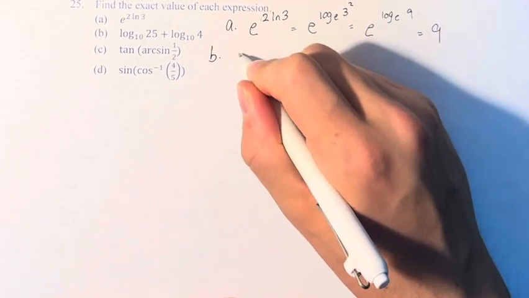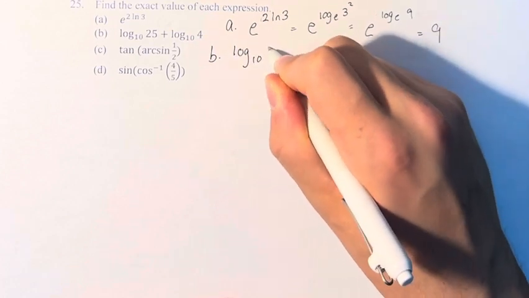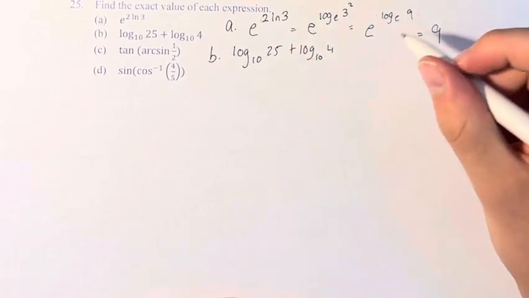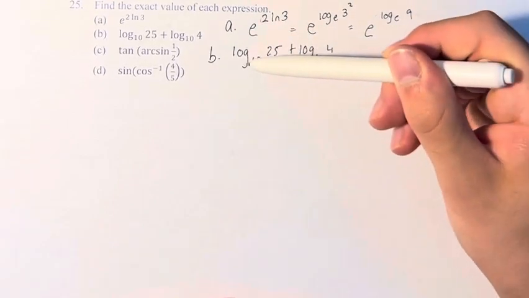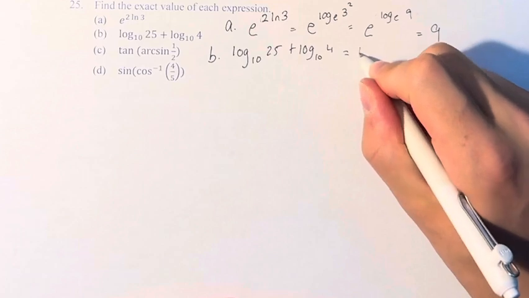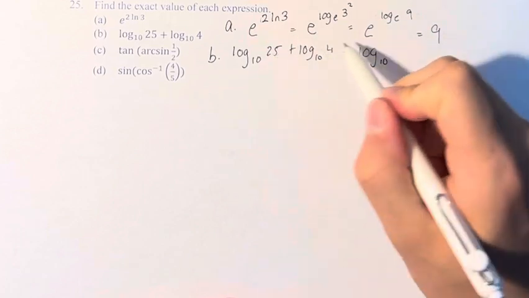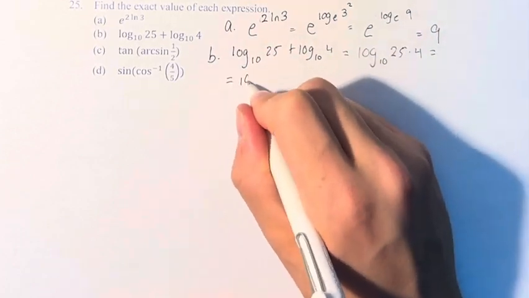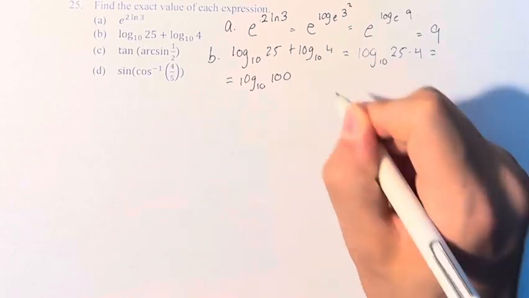In b, log base 10 of 25 plus log base 10 of 4. When you're adding two logarithms with the same base, you can have them as one logarithm of their product, 25 times 4. This is equal to log base 10 of 100.